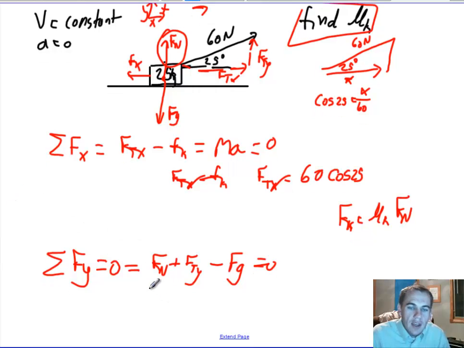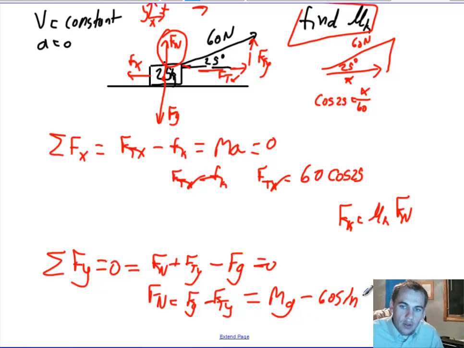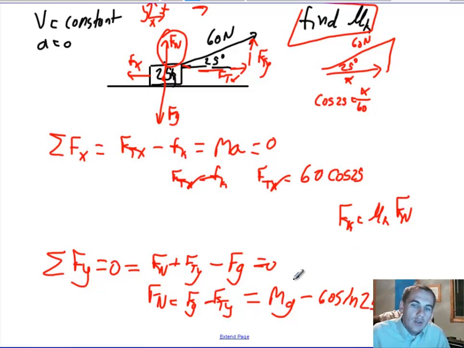And so then Fn is equal to, if I add the Fg over and subtract the Fty, the normal force is equal to mg minus Fty, and Fty is the opposite side, so I'm going to be using minus 60 times the sine of 25 degrees. And then you can plug in your normal force here and your kinetic frictional force here, and you can get your coefficient of friction. So you got to be careful when a rope pulls at an angle because it does affect your normal force.